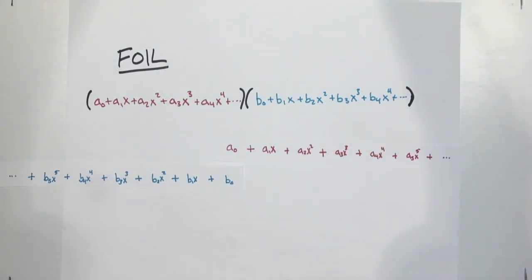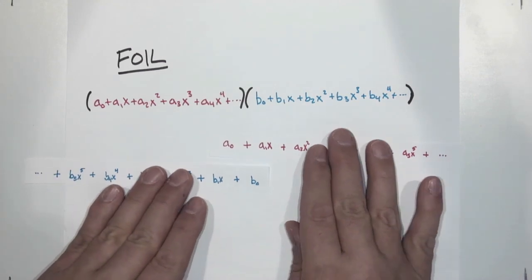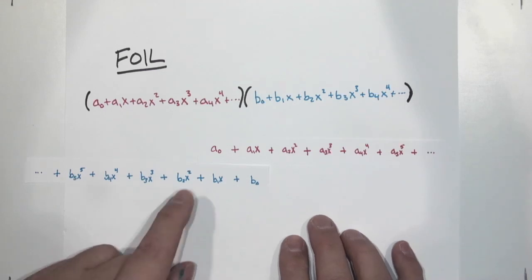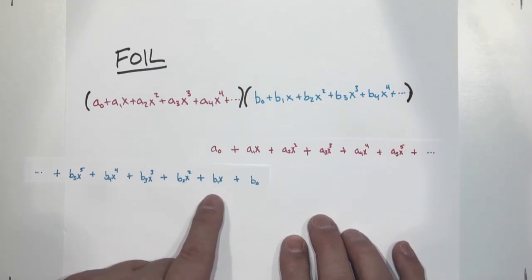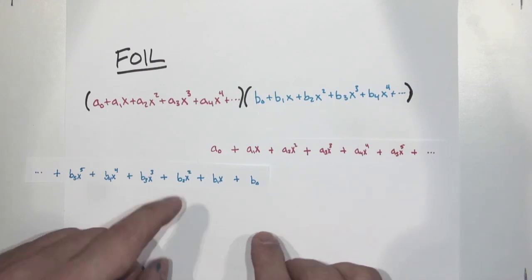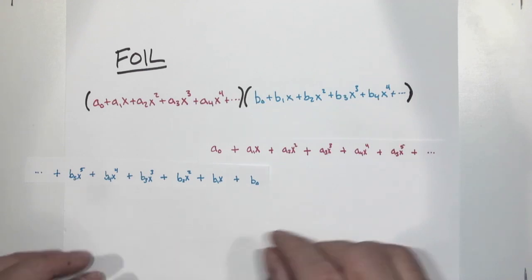Well, the answer is the only way to get a constant out of multiplying is to multiply the constants together. So that's A0, B0. No big surprise. What if I wanted to get an x term? Well, we can shift and say, look, the only way to get an x term is A0, B1x, and A1x, B0. So you'll see I'm going in one direction for one, and the opposite in the other.